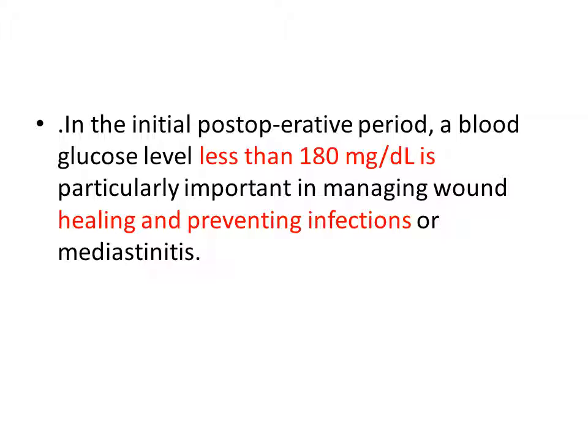In the initial post-operative period, blood glucose level less than 180 mg per deciliter is very important for the patient to control blood sugar, in order to enhance healing and prevent infection or mediastinitis. Because, as we said a little while ago, the risk of mediastinitis increases among patients with diabetes, and especially among diabetics not well controlling their blood sugar levels.